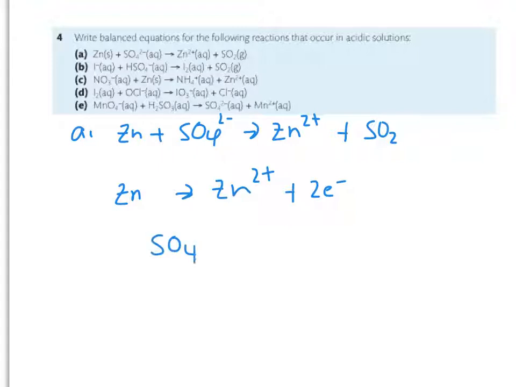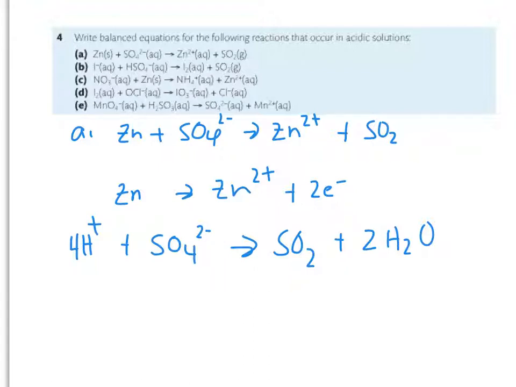I have SO4 2-, and it's become SO2. Now my sulfurs are balanced, but I need more oxygen on the right side, and I do that by adding water because it's in an acidic solution. So that means I have H+ ions and water available to help facilitate this reaction. This means my oxygens are now balanced, but I've picked up 4 hydrogen, so I need to add 4 hydrogen ions to the left side to balance that.